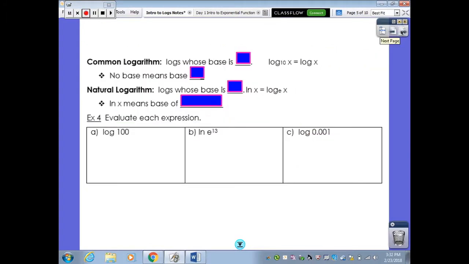Common logarithms. Logs whose base is 10. No base means base 10. So when there is no base underneath a log, it's implied that it's base 10. These two things are the same.